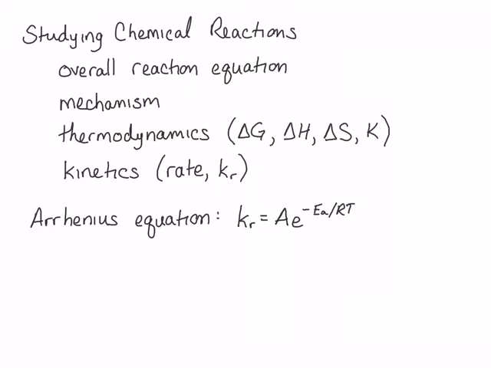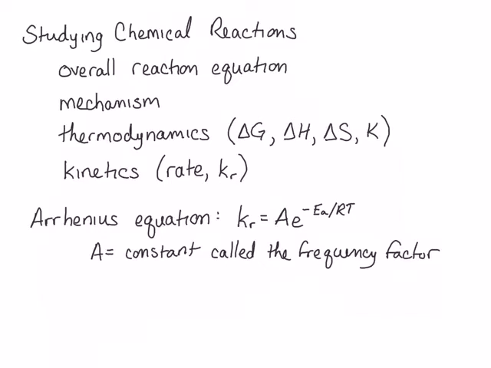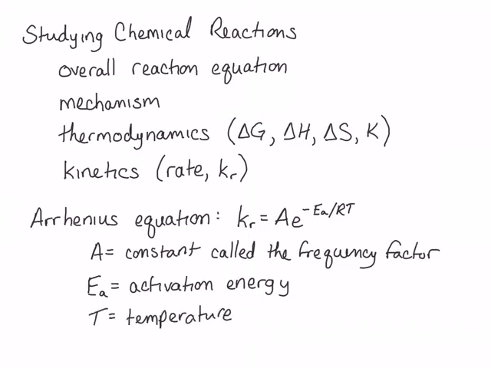A is a constant, and it's called the frequency factor. We're not going to worry too much about that. e is the base of the natural logarithm. The terms we're really interested in are Ea, known as the activation energy, and T, which stands for temperature. R is another constant, specifically the gas constant. Again, we're not going to worry about that right now. Specifically, we're interested in the activation energy. The rate constant, or the speed of the reaction, is dependent on the activation energy and temperature.